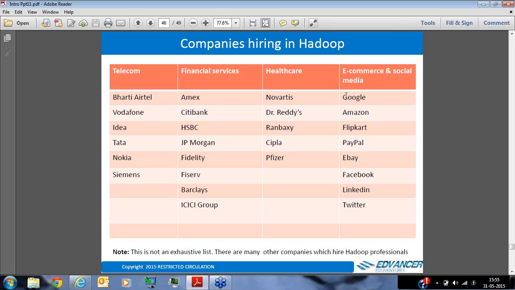Healthcare is a very upcoming area as far as data generation and data processing is concerned, and they will also hire a lot of Hadoop professionals. And finally, there is the e-commerce and social media industry, which one can call the birthplace of Hadoop, or the ones where Hadoop is continuously getting improved and innovated upon. So all these guys, e-commerce and social media companies, will any day hire Hadoop professionals they want.